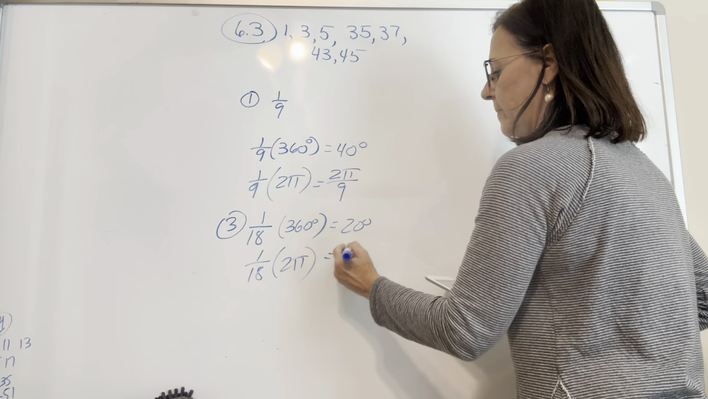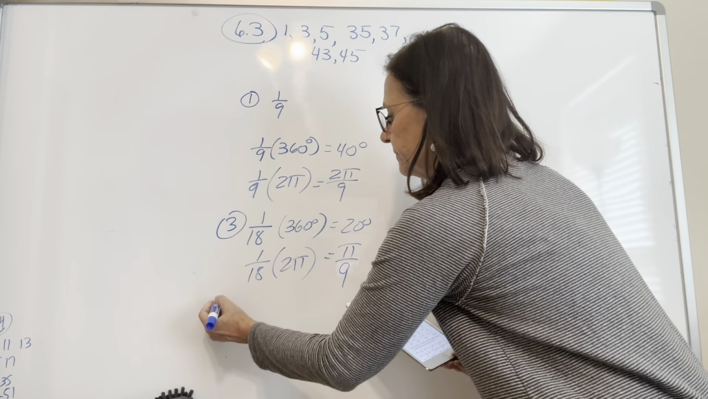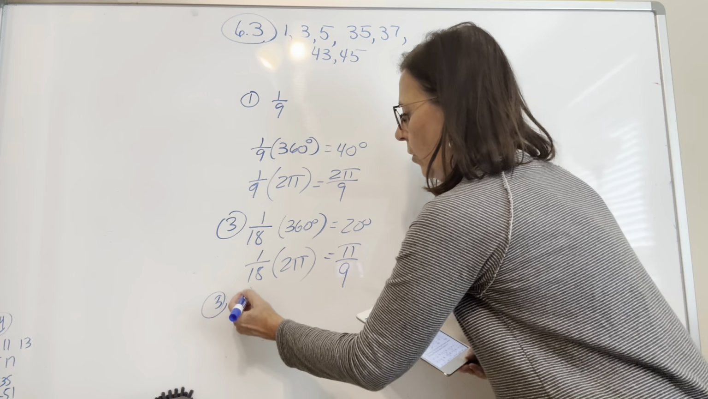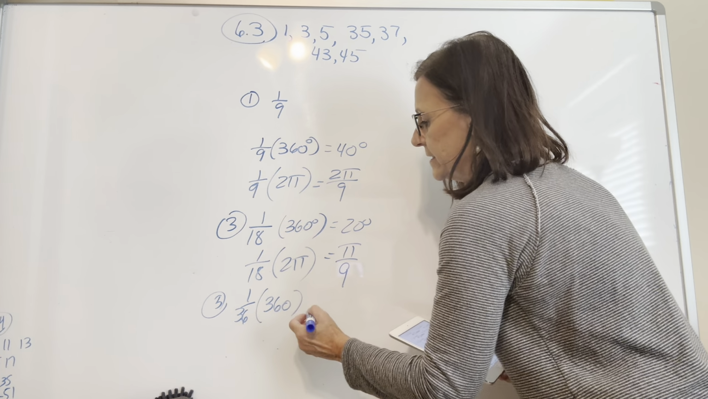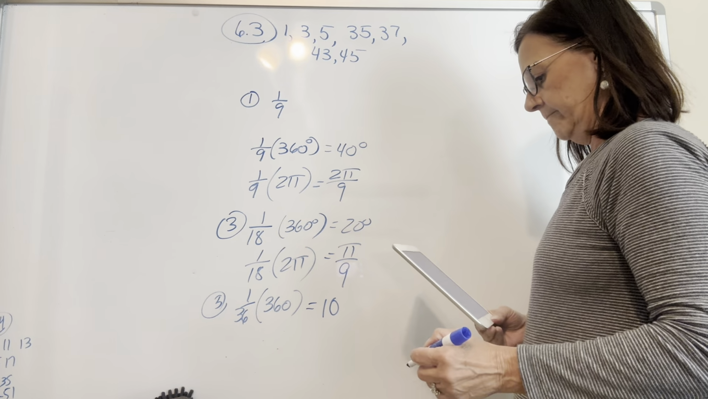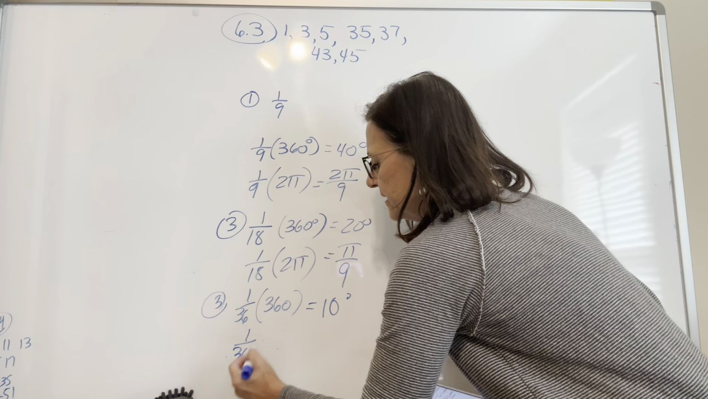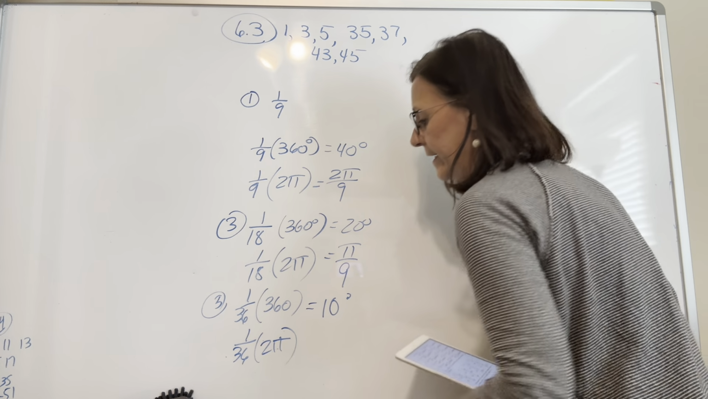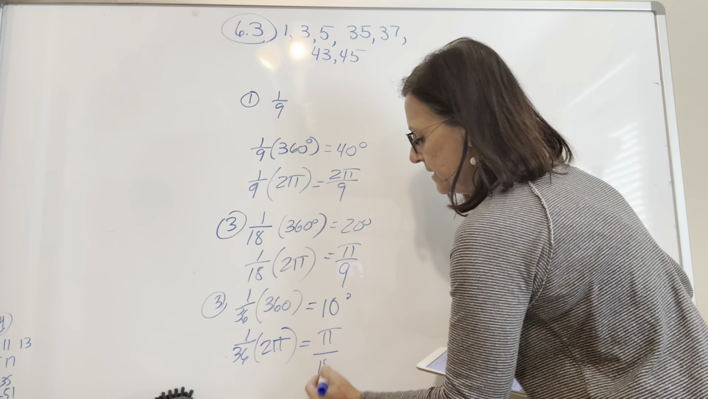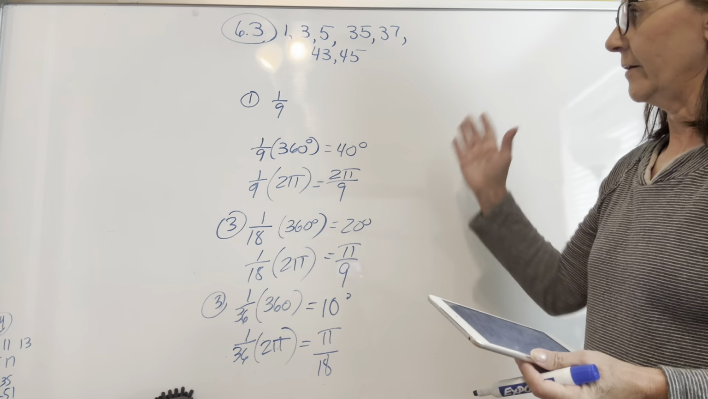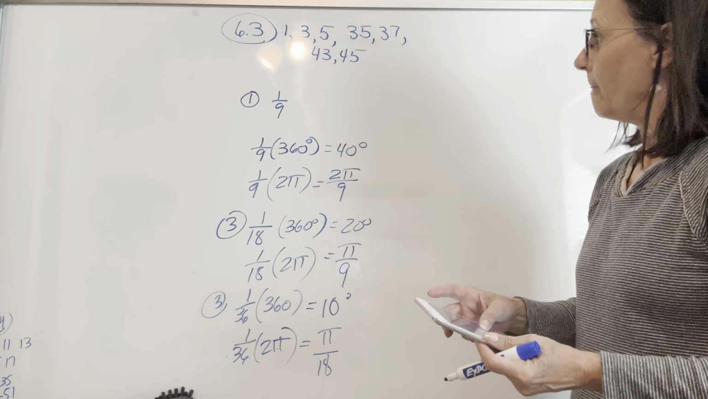All right, you understanding what they're saying? And 5, 1/36 of a circle. In degrees, you'd multiply it by 360. So that's just 10 degrees. And if I take 1/36 times 2 pi, that's radians. That would be pi over 18, I believe. All right, 1 through 5, not so bad, huh?